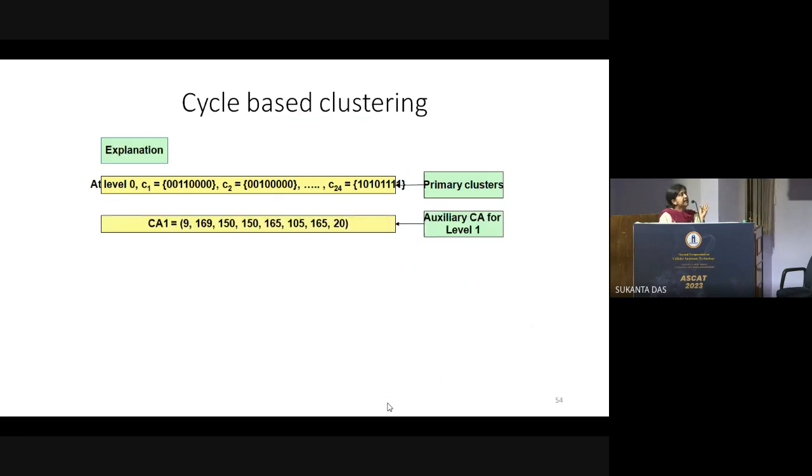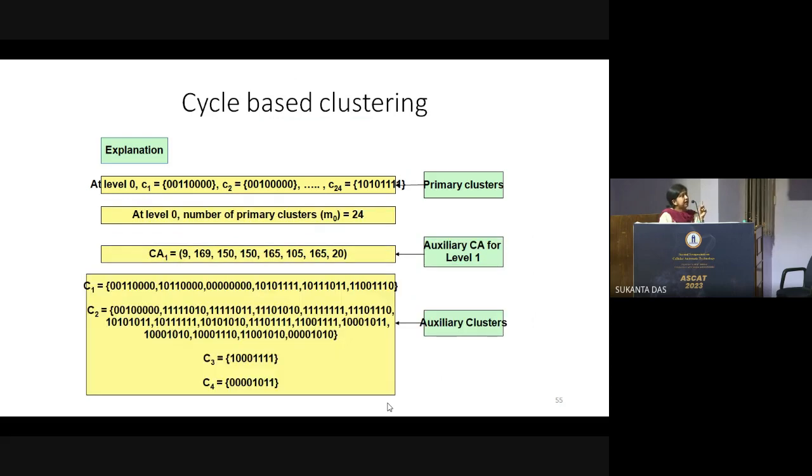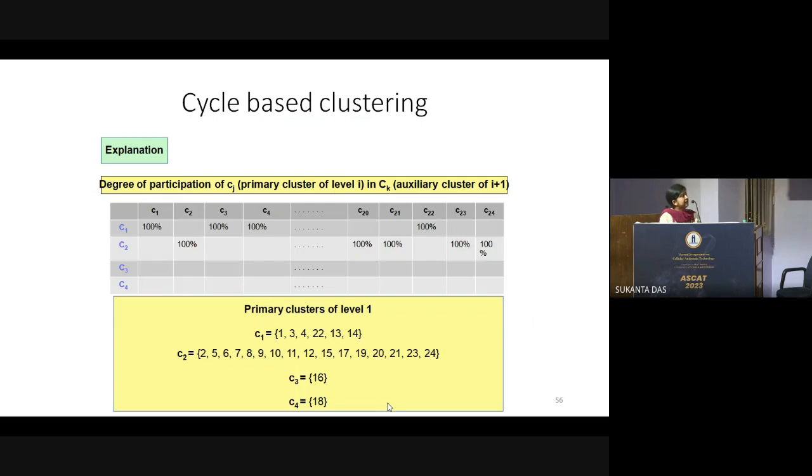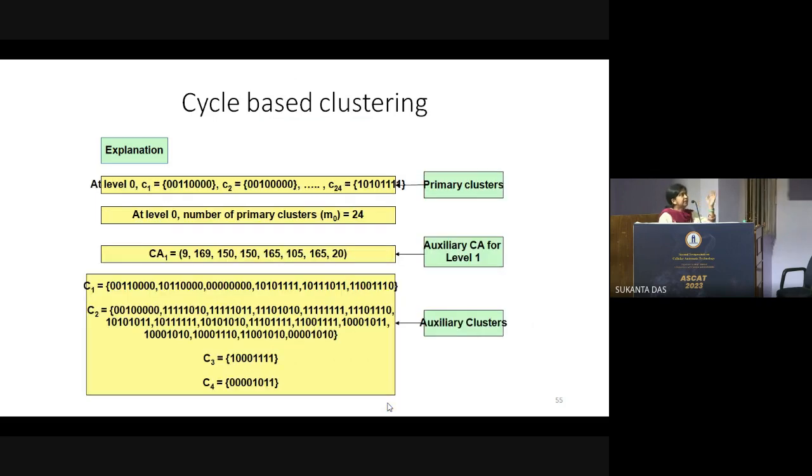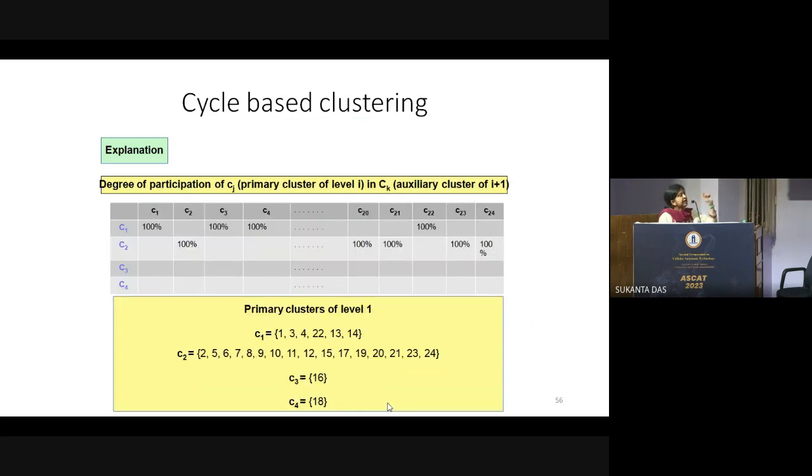Then we design an auxiliary CA. What are the properties of the auxiliary CA? First, it will produce large length cycles. Second, it will maintain less intra-cluster distance. From here, we can find four different cycles, and in the auxiliary clusters we find which primary cluster belongs to which auxiliary cluster, and that we have represented. The small c1 is 100%, that means every member of c1, here only one member, in capital C1. In this way we distributed.